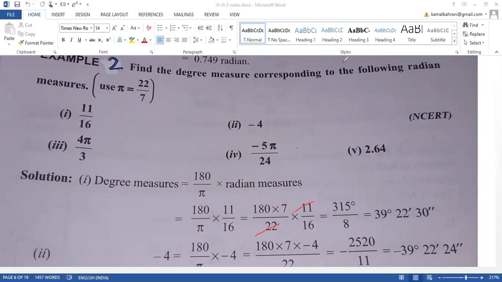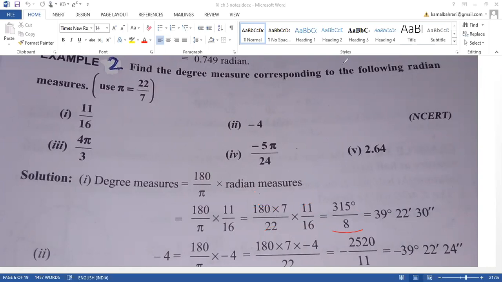11 2s are 22. Clear? Then 2 90s are 180. Then again 2 8s are 16. 2 45s are 90. Now when you multiply 45 into 7, you will get 7 5s are 35, 315 you will get, divided by 8. This must be clear. You will get 315 by 8.